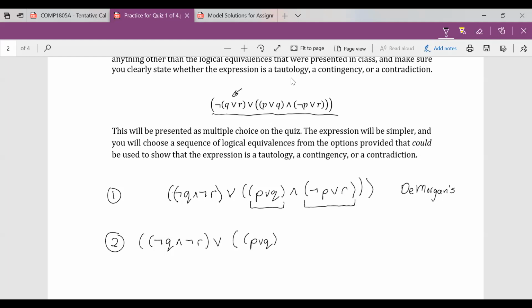Yeah, that's a good question. P or Q and not P, or P or Q and R.